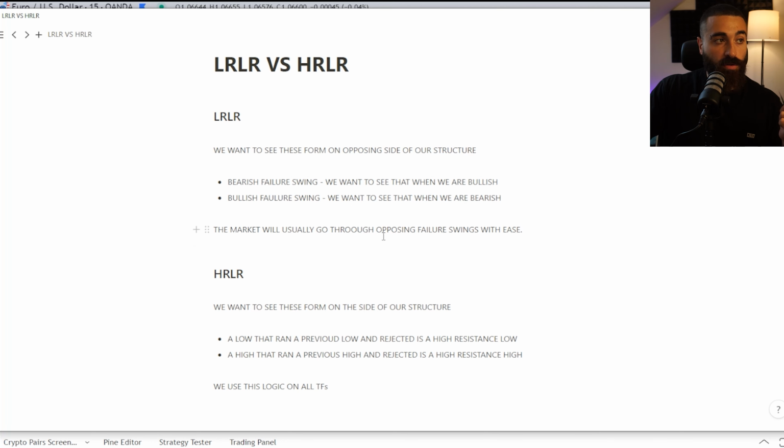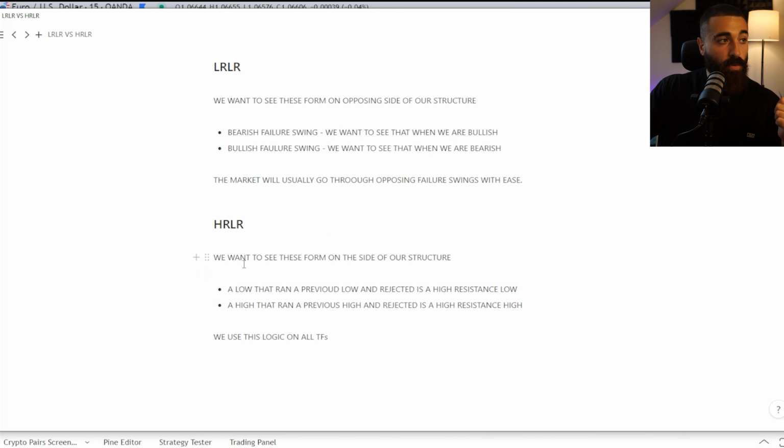The market will usually go through an opposing failure swing with ease. We will just cross it really easy. High resistance liquidity run, we want to see these form on the side of our structure, which means the side that we are trading. A low that ran a previous low and rejected is a high resistance low. A high that ran a previous high and rejected is a high resistance high.